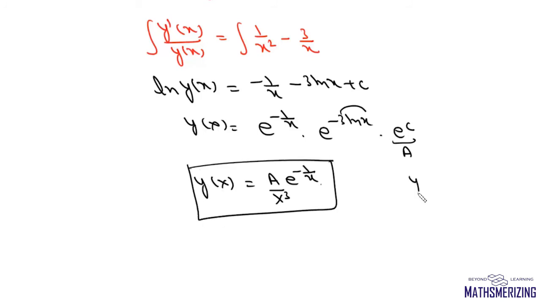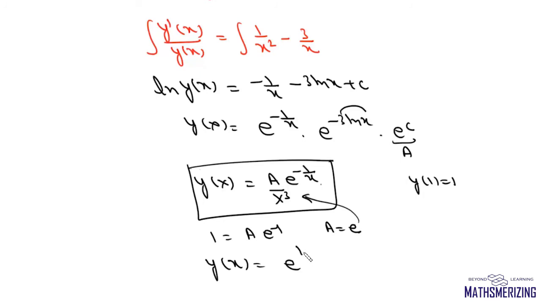Now we are given this initial condition that when x is 1, y is 1. So if we put x as 1, we'll get 1 equals a into e to the power minus 1. That is, the value of a is e. So if we put a as e, we can write y as a function of x as e to the power 1 minus 1 upon x, upon x cube, and that is the answer to this question.